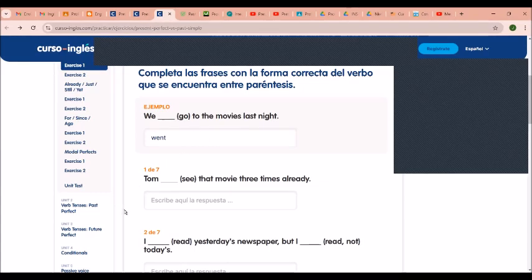Now, Dalia, your time expression here is already. How would you make this sentence? Tom seen that movie 3 times already. All right, don't forget your verb has seen because it's he. One more time. Tom has seen that movie 3 times already. All right. Number 2, let's continue with Dulce.